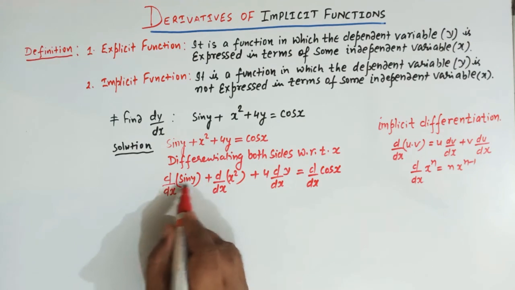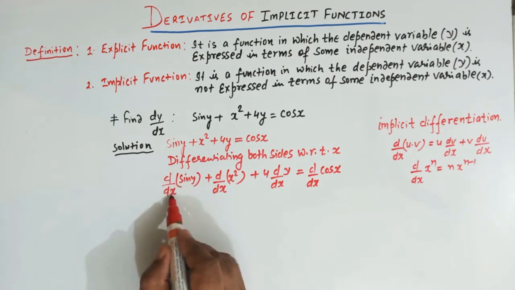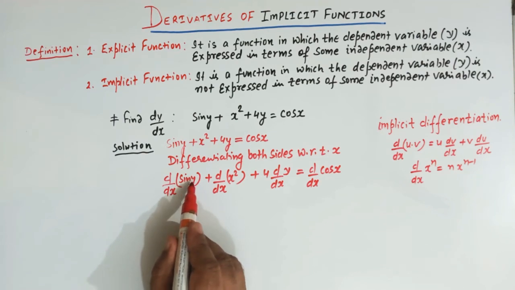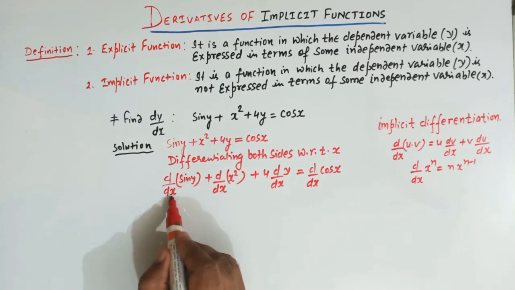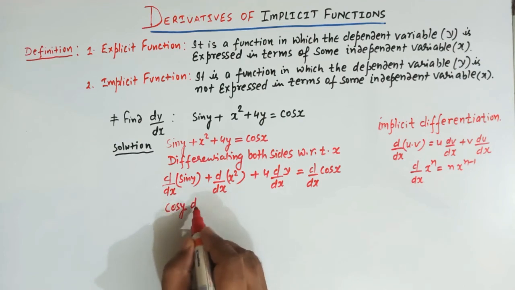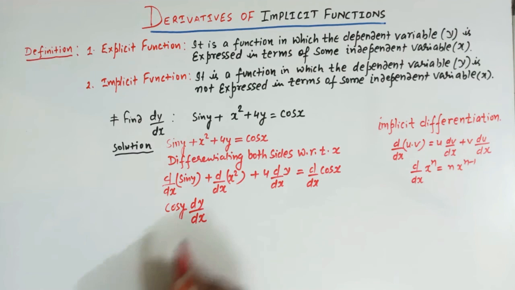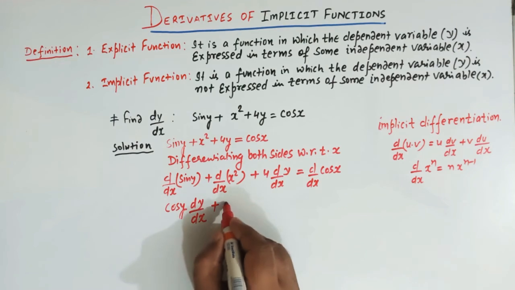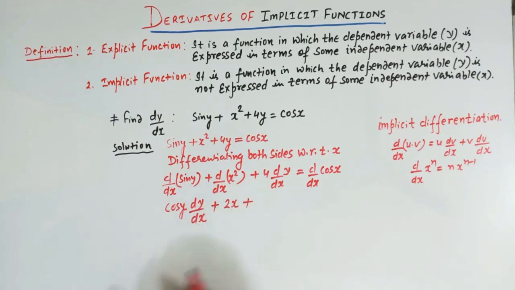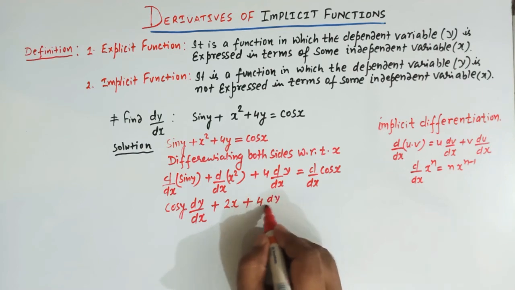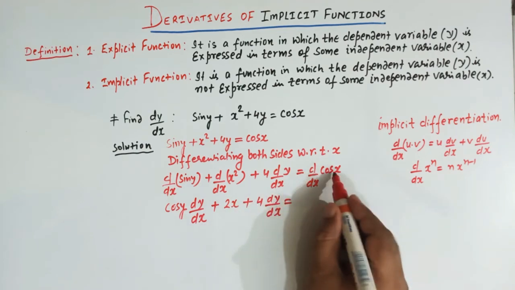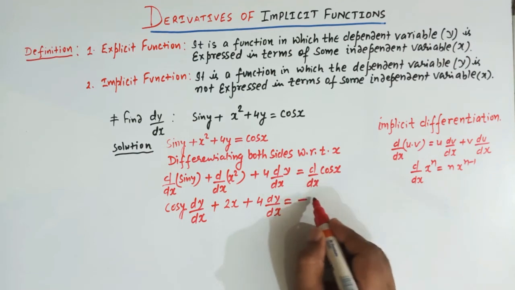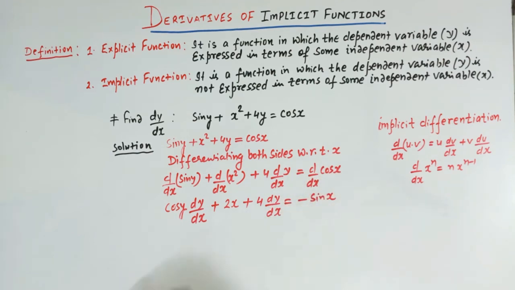So now the derivative of sin y, and here we have to differentiate it with respect to x. So first we will differentiate sin y with respect to y. So we have cos y, and then by chain rule we have dy over dx, and here we will apply this rule. So the derivative of x square is 2x plus this is 4 times dy over dx, and the derivative of the cosine function is minus sine function, right?